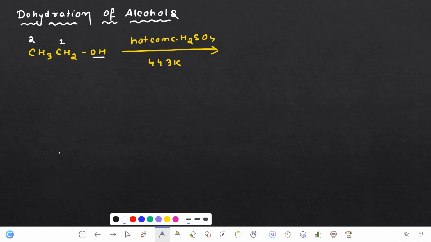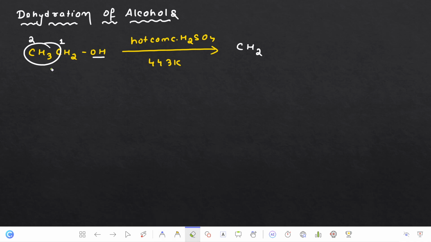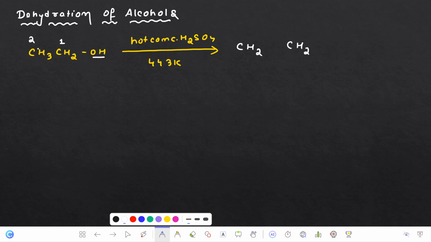Okay, so after removing H and OH, the compound will be CH2, because from CH3 we had removed one hydrogen. Okay, so this will be CH2, and this was CH2OH. So basically we removed OH from there, so it will be again CH2. Now what change will take place? Earlier there was a single bond between carbon and carbon, but now due to the dehydration of alcohols, a double bond will be present between these two carbon atoms, plus removal of water. So obviously this reactant is what? Ethanol.